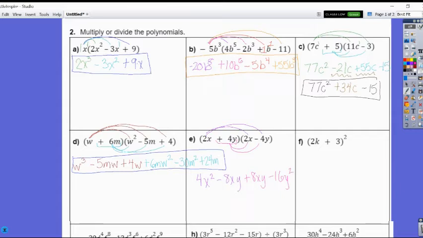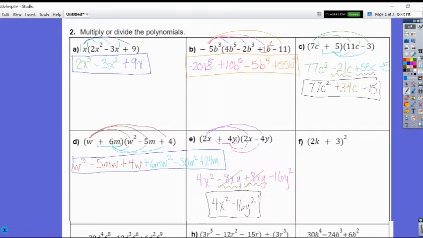Do you have any like terms in here? Well, I see a negative 8xy and a positive 8xy. Negative 8 plus positive 8. Oh, those are going to be inverses. They end up canceling each other out. So what are we left with then? 4x squared minus 16y squared. That is our simplified polynomial.